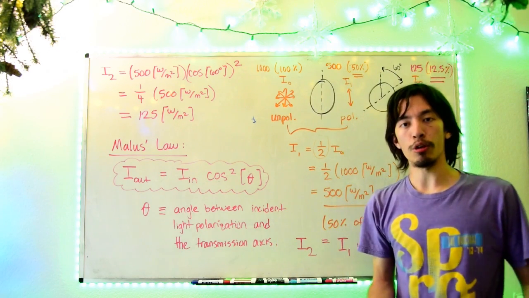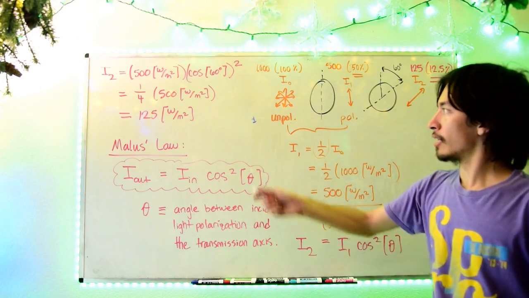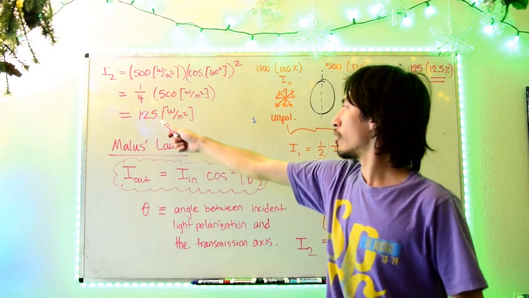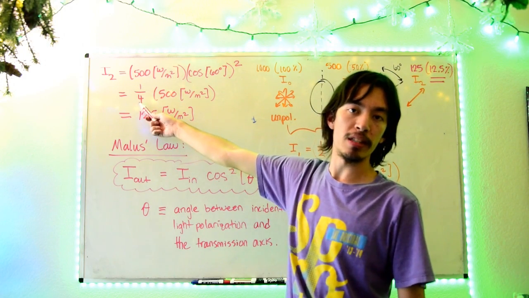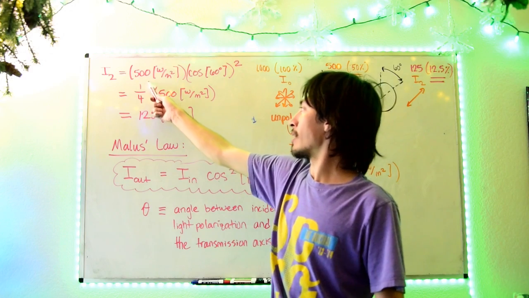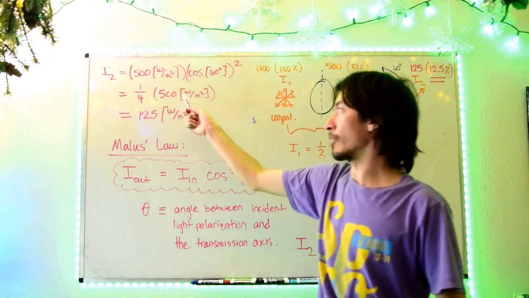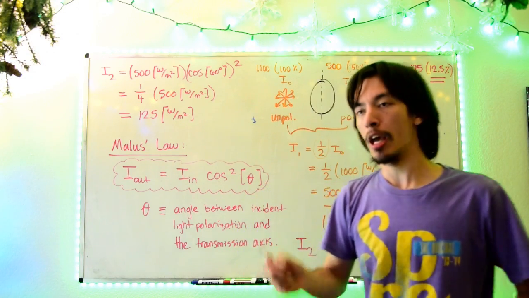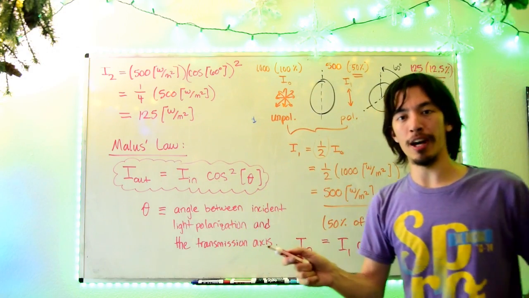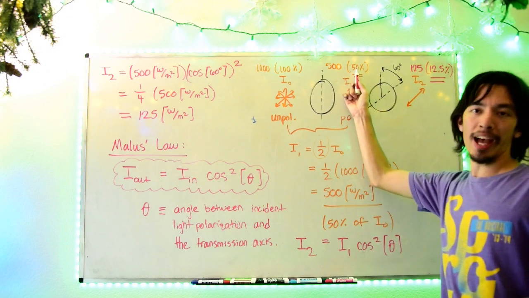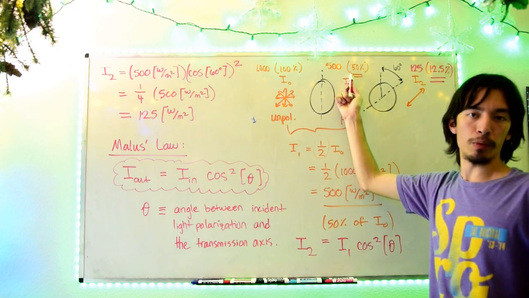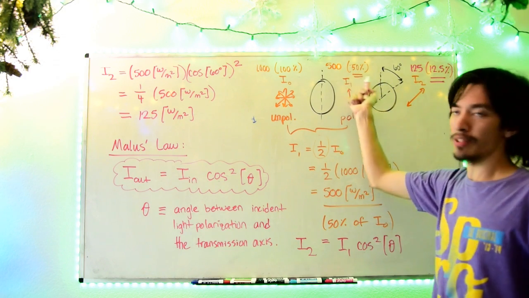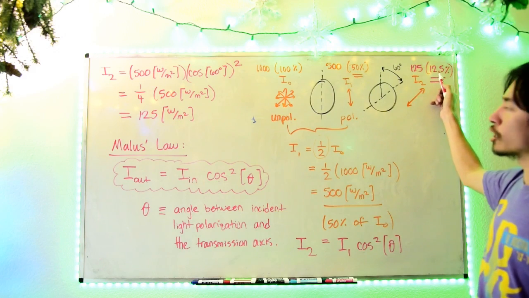The other way you could have looked at it was that you didn't need the 500. The only thing you needed was this fraction, because this fraction tells you that you're only taking a quarter of what you put into it. In other words, you're only taking 25% of it. But the answer is not 25% because you only had 50% to begin with going into it. So 25% of 50% is 12.5%.